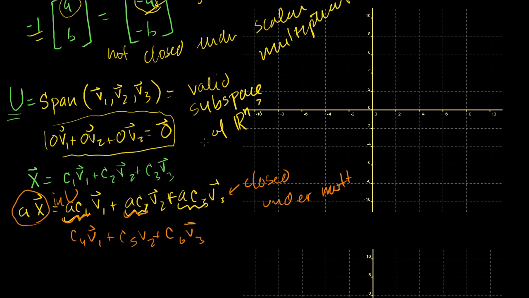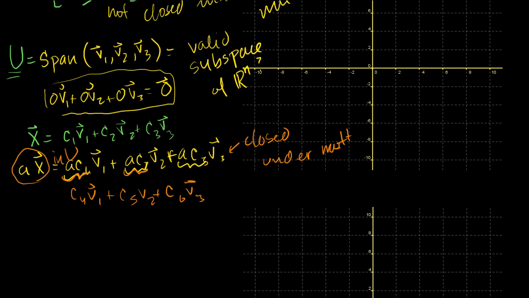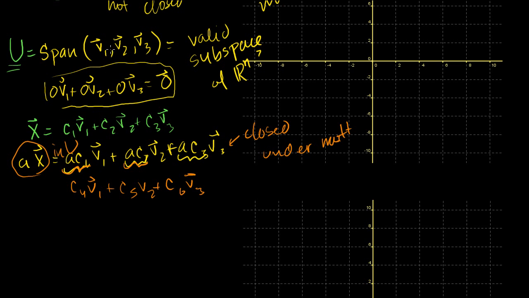Now we just have to show that it's closed under addition, and then we know that the span of any set of vectors is a valid subspace. I did 3 vectors here, but you can extend it to an arbitrary number n of vectors. So let me prove that.